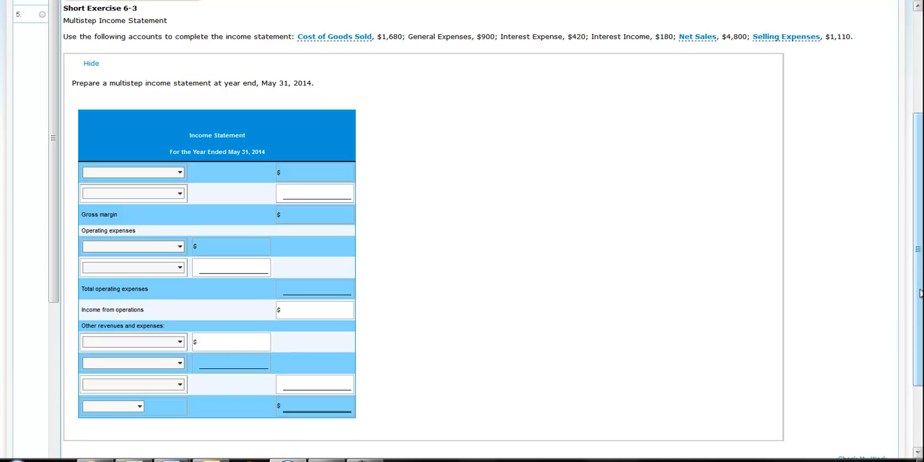In this example, we are looking at the multi-step income statement. The multi-step income statement is going to use the same information as a single-step income statement, only it's going to put it into a different format. And it's going to consist of multiple steps that enable us to get to our bottom line, the net income. So we're going to start off with the information of all of our revenues and all of our expenses.